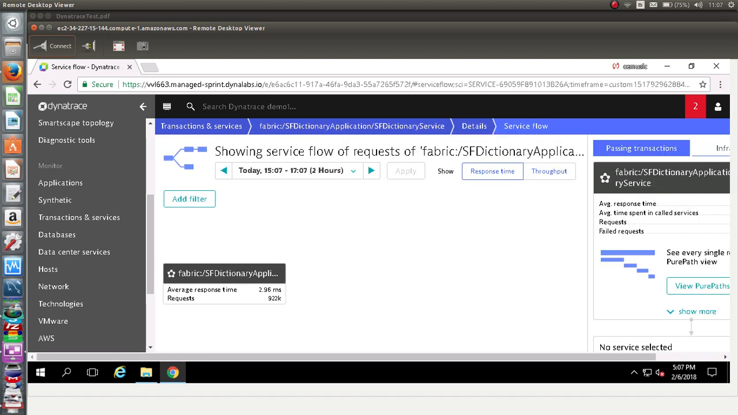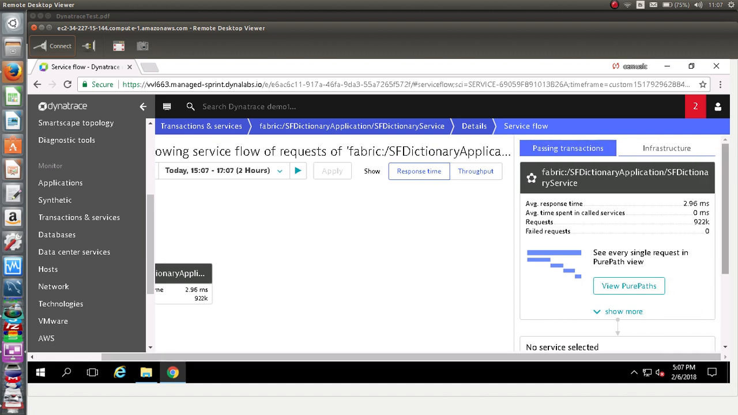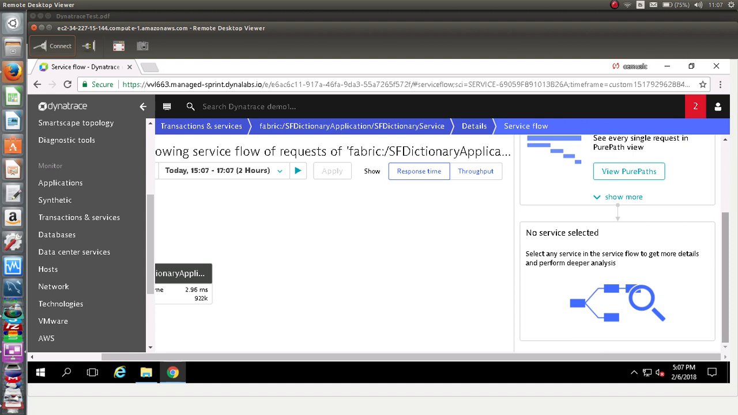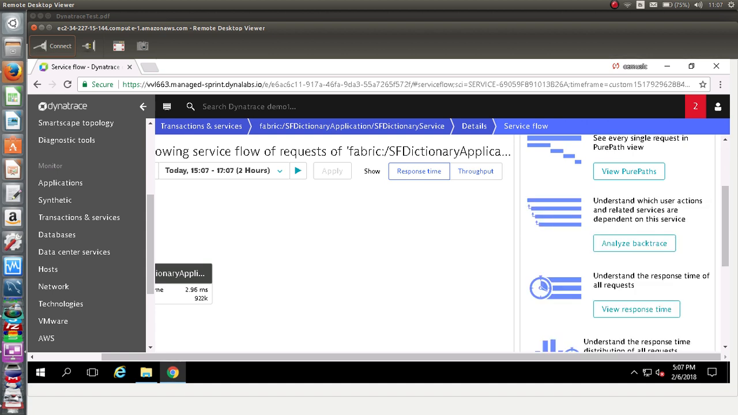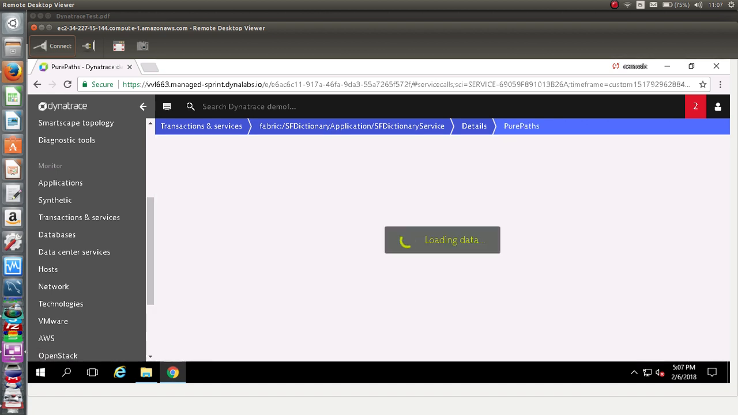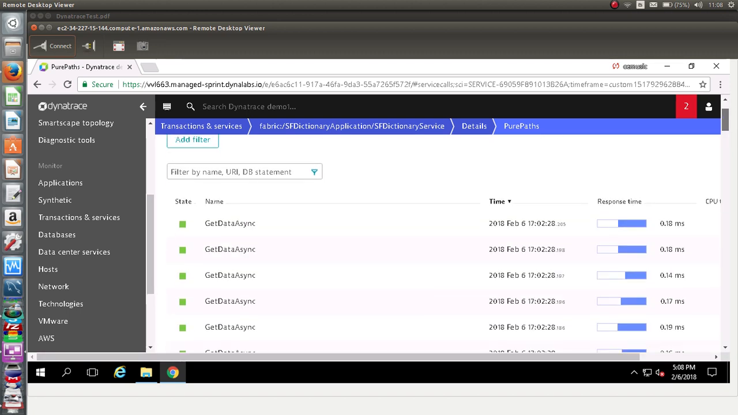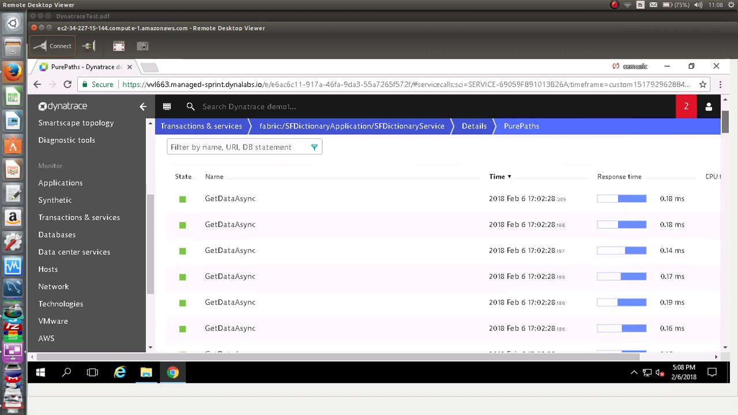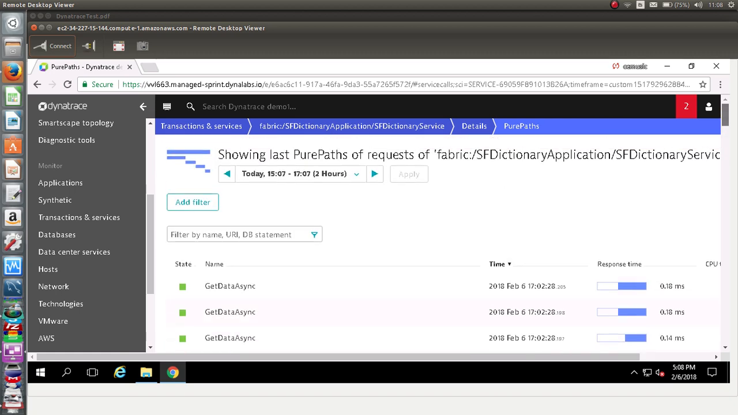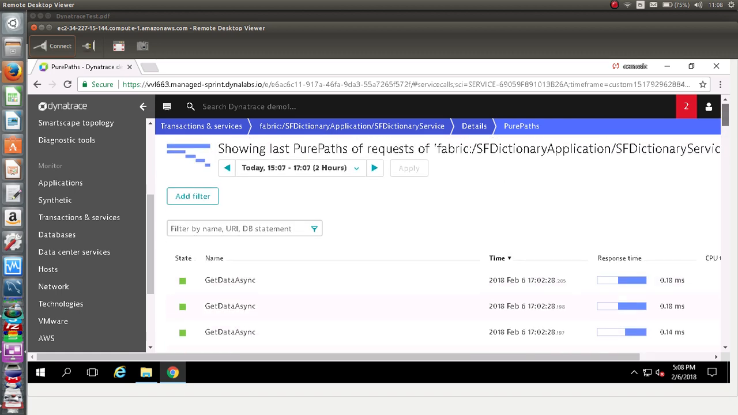The service flow shows us how it is working with the other services. We can check the pure path. Okay, these are all the performance metrics for this service.